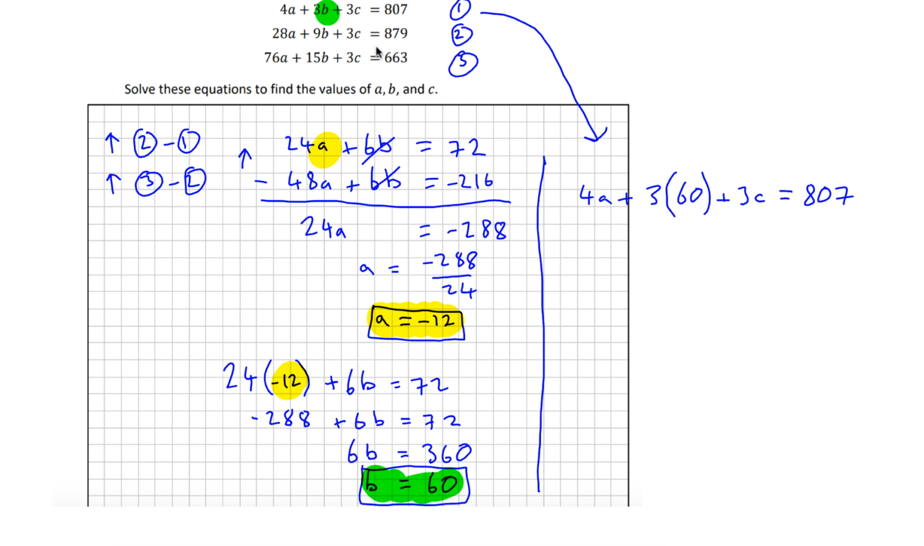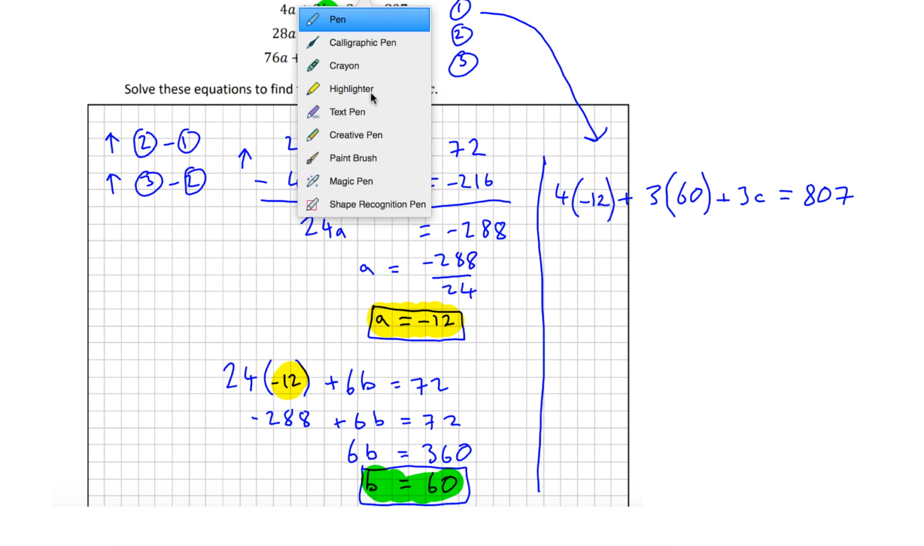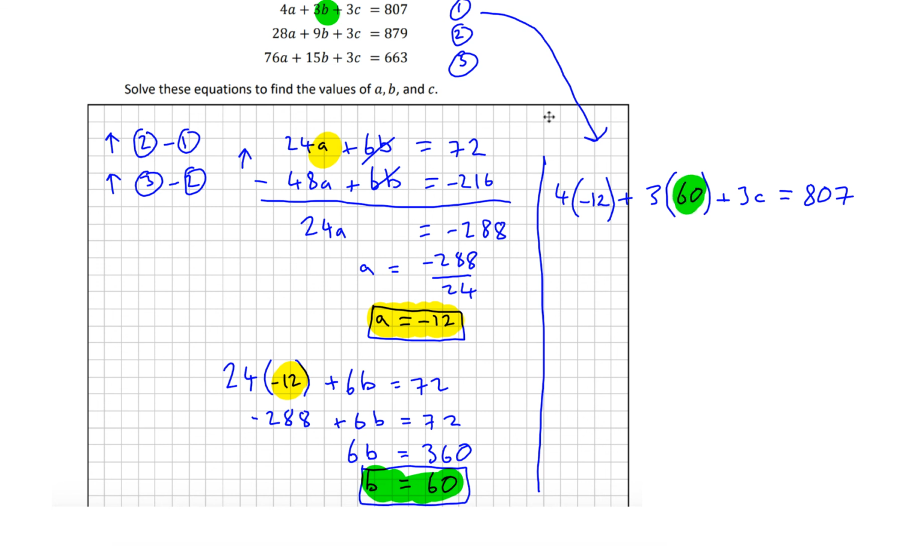And I actually have a already, don't I? So instead of 4a, it's going to be 4 times a, which was minus 12. So just to be clear, there's our 60, there's our minus 12 for a, and now I just have to find c there. So 4 times minus 12 is minus 48. 3 by 60 is 180. Plus 3c, that's a plus there, is equal to 807.